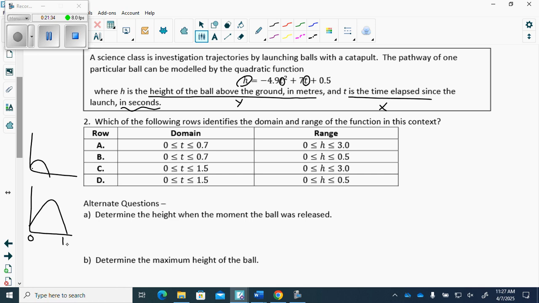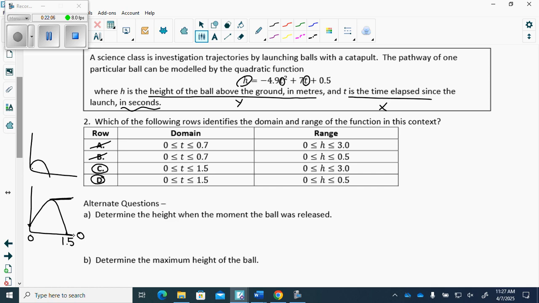Crystal, grab a mitt. Get in the game. Typed it in wrong. Okay. Second trace. Anyways, 1.5, right? So it's between 0 and 1.5, which is either this one or this one. Bye-bye. Okay? Then, yes, I started at a certain height. The height of the catapult is 0.5, but it still does come down to ground level, correct? So 0 to whatever this is. So second trace, maximum.